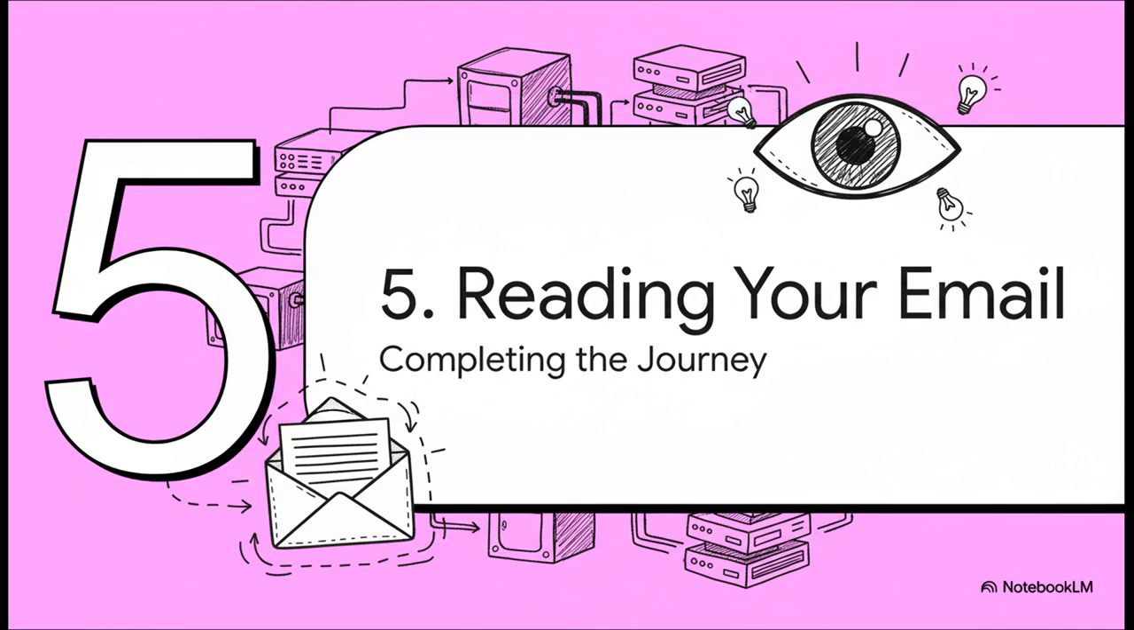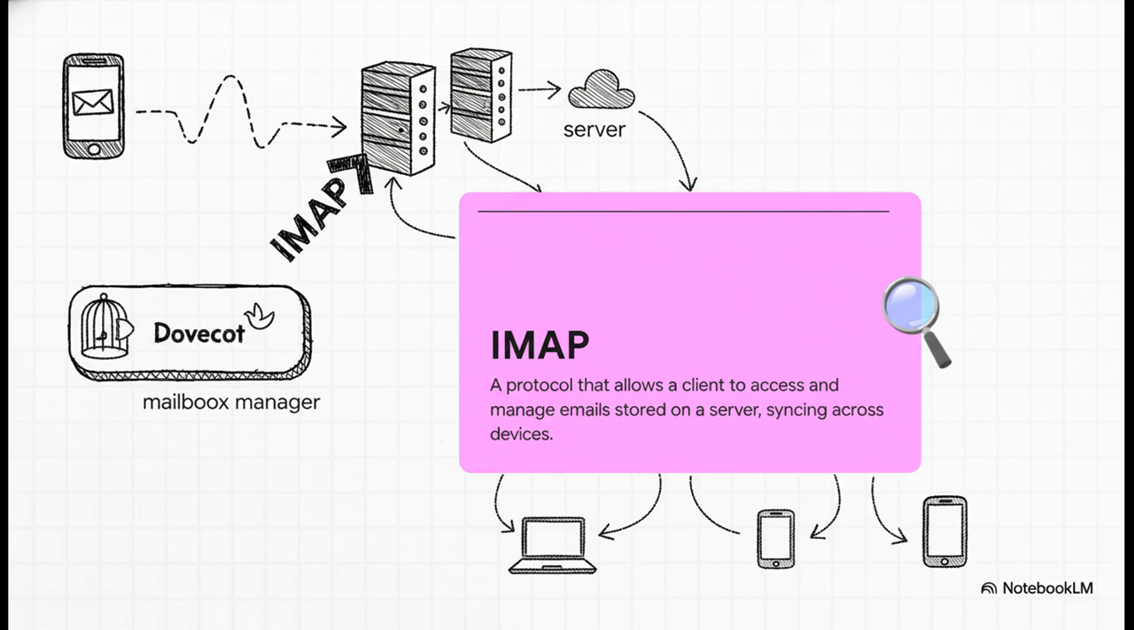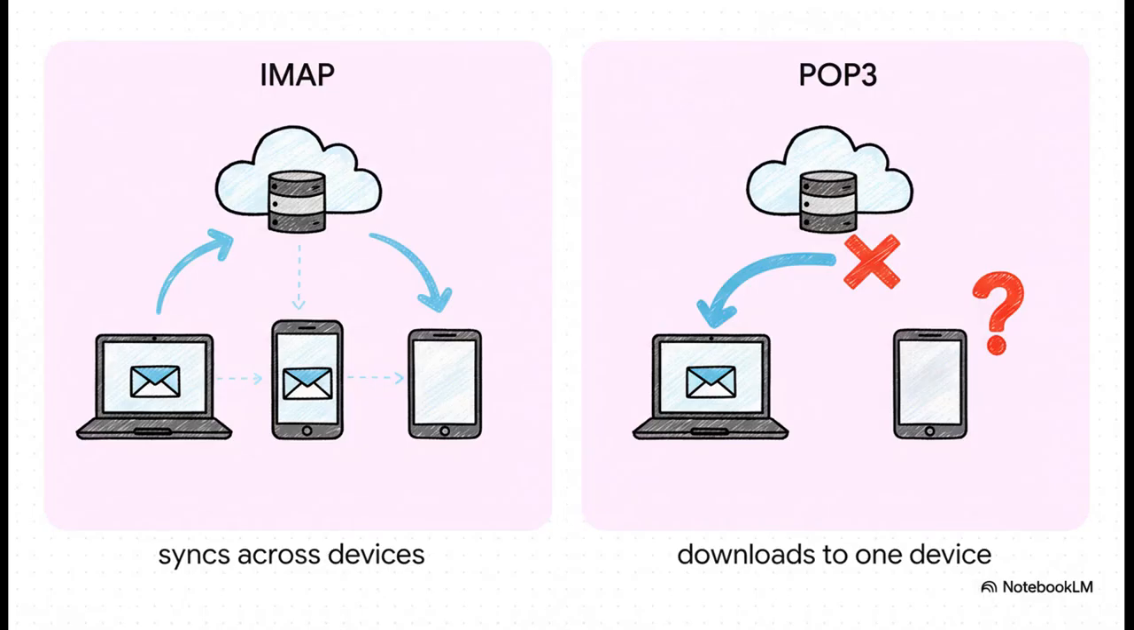The very last step is for the recipient to actually read it. So when you open your email app, it connects to the server, specifically to our mailbox manager, Dovecot, using a protocol called IMAP. IMAP is basically the magic that keeps everything in sync. You know when you read an email on your phone, it shows up as read on your laptop too? That's IMAP, because it manages the mail directly on the server. It's a huge advantage over the older POP3 protocol, which would just download your mail to one device and then often delete it from the server, making it totally inaccessible anywhere else.